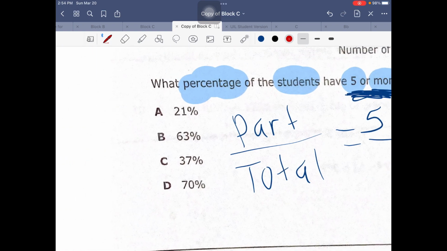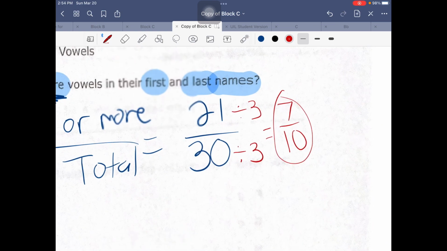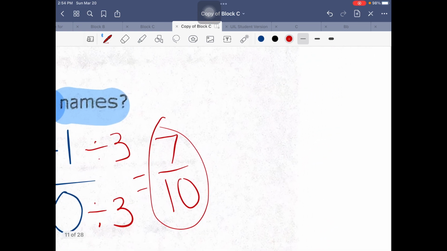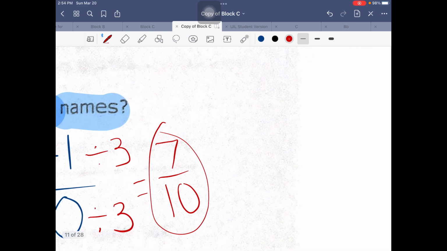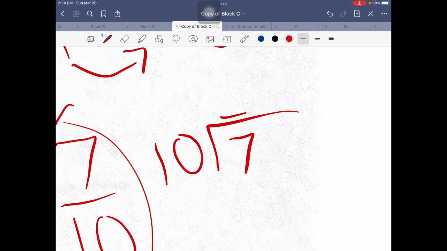Now, that is not a part of our answer. We don't have a fraction there. So, that means we need to make this into a percent. To make this into a percent, first we have to make it a decimal. So from fraction to decimal, and then from decimal to percent. From fraction to decimal, we divide.